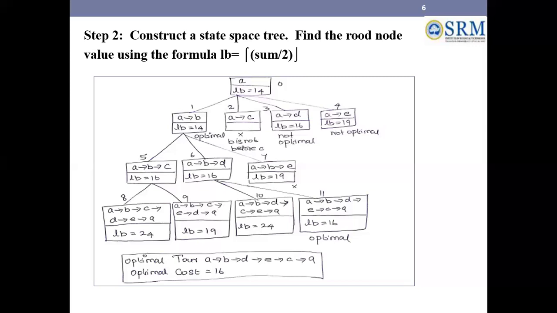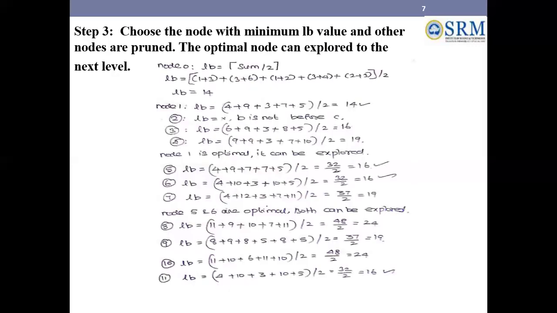See 8, 9, 10, 11. Lower bound values 24, 19, 24, 16. So node 11 has the minimum lower bound value 16. That is optimal. This path gives minimum cost. This is the shortest path. A to B, B to D, D to E, E to C, C to A. The optimal shortest cost is 16. So this is the final result of the traveling salesman problem using the branch and bound technique.